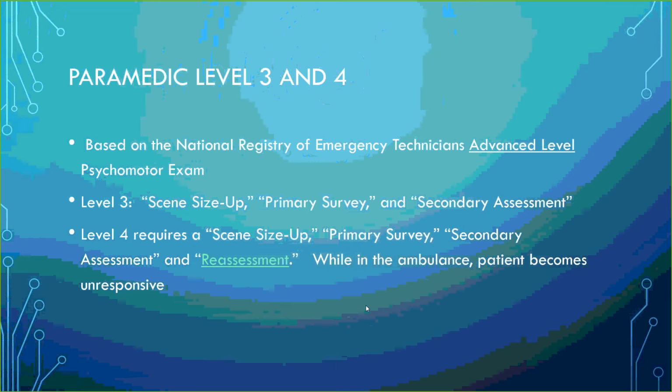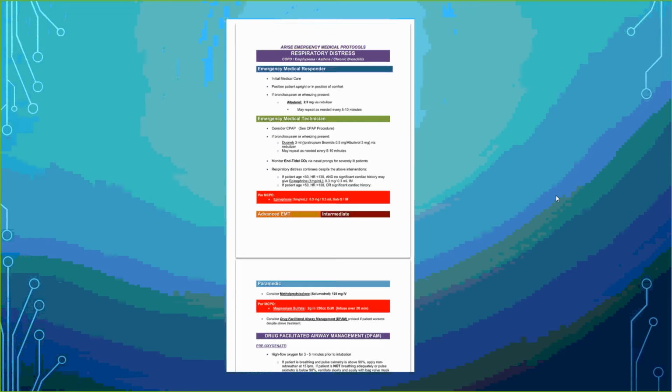And then this is an example of the protocol. You can see how we just pulled out the respiratory distress protocol for asthma in particular. The different colors show where the EMR and the EMT are, first in blue and then in green. So they have to look at this and determine their scope of practice. For the paramedics, they can go down to the lighter blue there and see what they can administer. And per MCPO means that when they call in to the medical director, they would anticipate getting this medication.